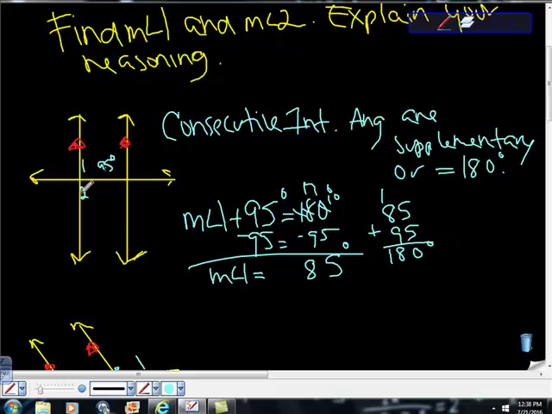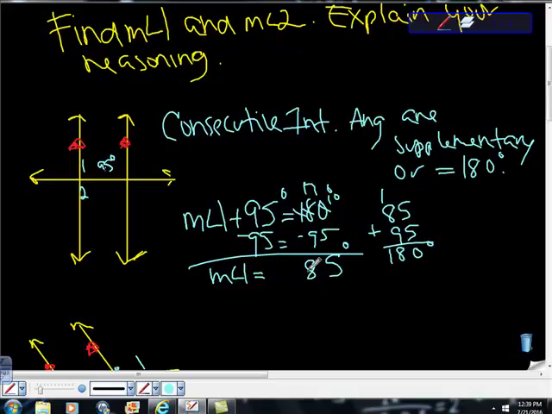You can find the measure of angle 2 one of two ways. You can look at angle 2 and this angle here, which is 95 degrees, and say those are vertical angles. Vertical angles are always equal to each other. These two angles here are vertical angles. Or you can look at it again as consecutive interior angles, because angle 1 and angle 2 lie inside the two parallel lines. Since we learned about consecutive interior angles, we'll just use that way.